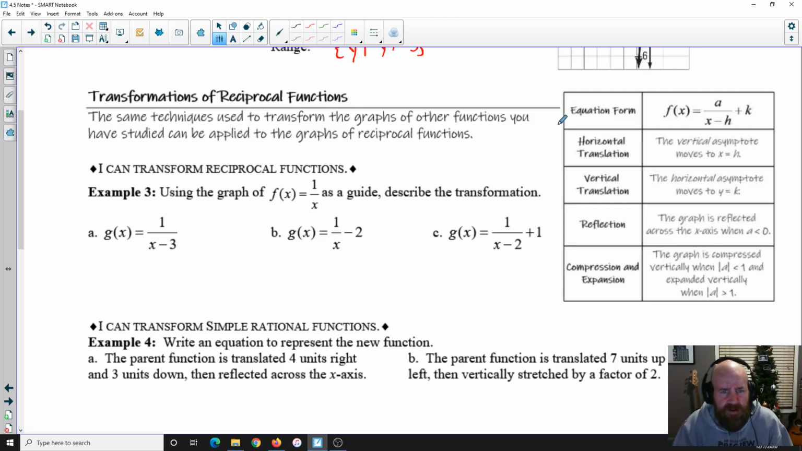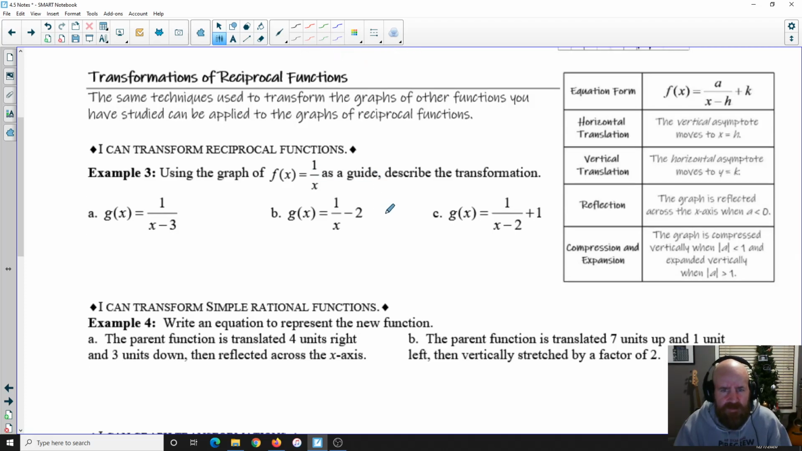So using the graph, the parent function, 1 over x, describe the transformation that takes place. If we look at the first one, what's different between the parent function and this function? Well, we have this subtraction of 3 in the denominator, so that's going to be this h value. We're subtracting a positive 3, so we're going to shift right 3. That's all we need. So right 3. Horizontal translation to the right by 3.